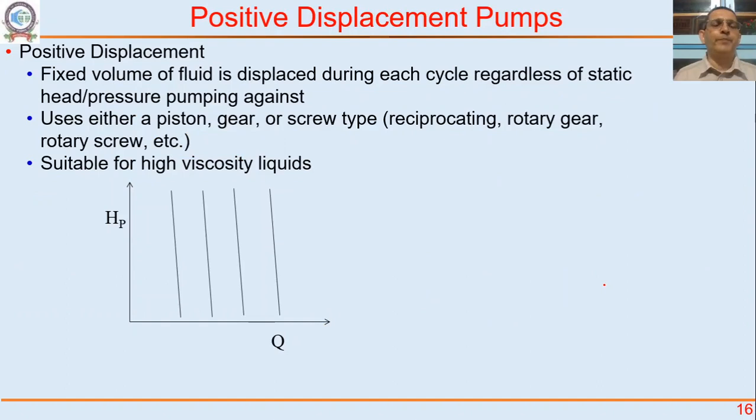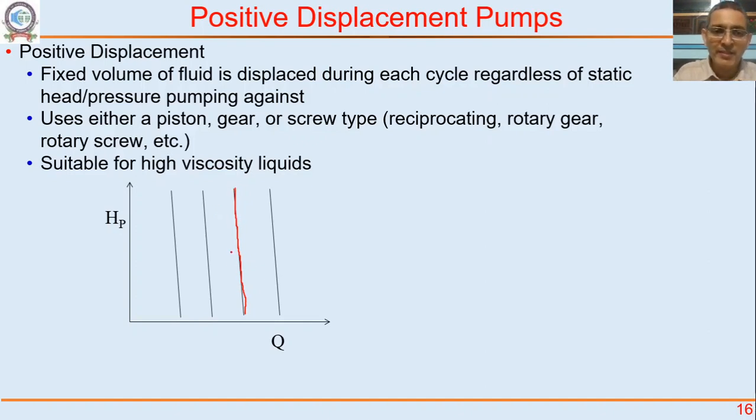Okay, one last point is a positive displacement pump. Remember I told you the flow rate that it generates will be decided by how much is the stroke length and the frequency, how many times it is doing that stroke per minute. That will decide the flow rate. So flow rate is fixed irrespective of the discharge pressure, meaning irrespective of the head, the flow rate is practically constant. So the head versus flow characteristic for a positive displacement pump is like a vertical line.